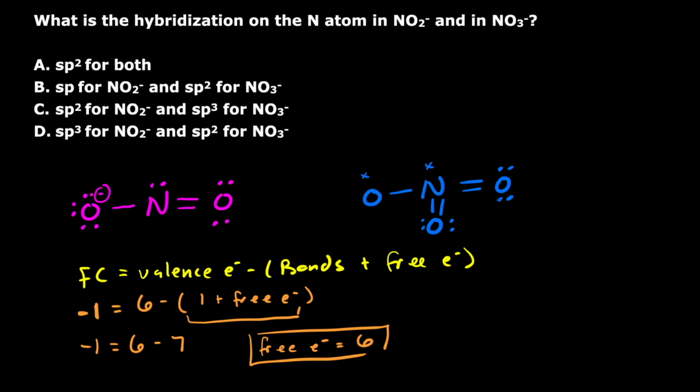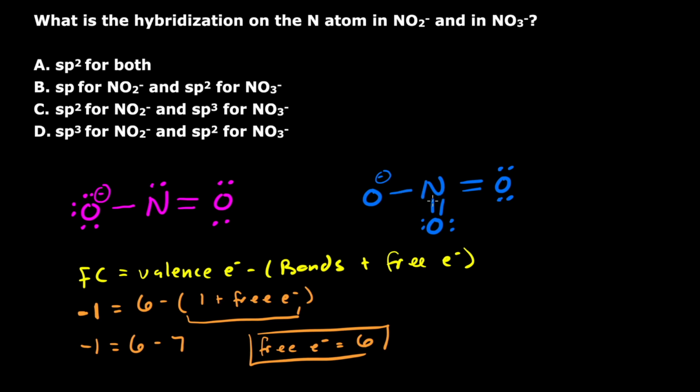And so if I look up here and see that I have this -1 charge right here, and I'm looking to see if I have oxygen and I have nitrogen, which one am I going to try to put the negative formal charge on? It's going to be the oxygen, because oxygen is going to be more electronegative. So I'm going to put the -1 on this one right here.